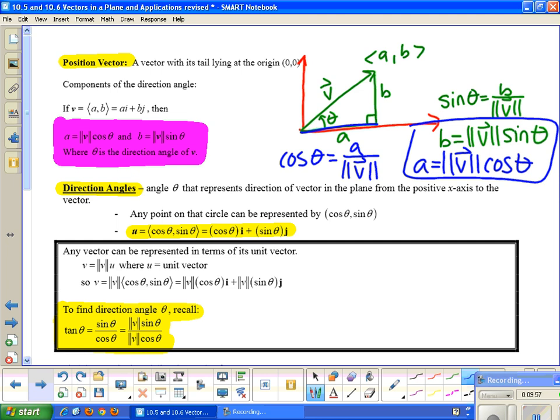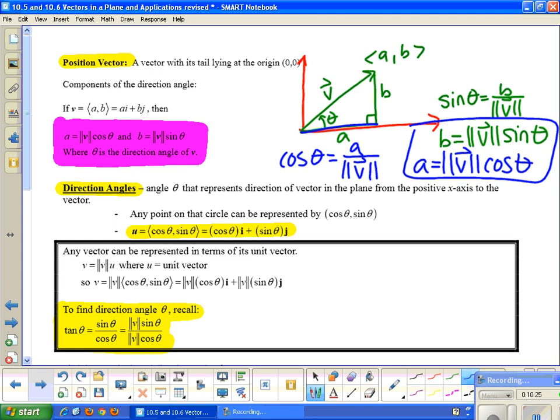Notice that a is using cosine for the horizontal distance, which makes sense because remember we said before using our unit circle that cosine was the x-coordinate, sine was the y, so it makes sense that b, which is the vertical component, would be the magnitude times the sine of the given angle. Now, the direction angle is the angle theta that represents the direction of the vector in the plane from the positive x-axis to the vector.